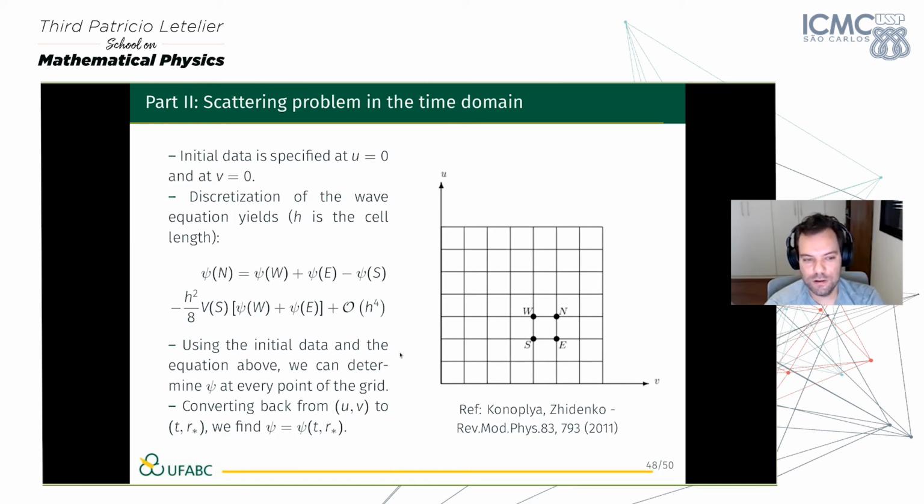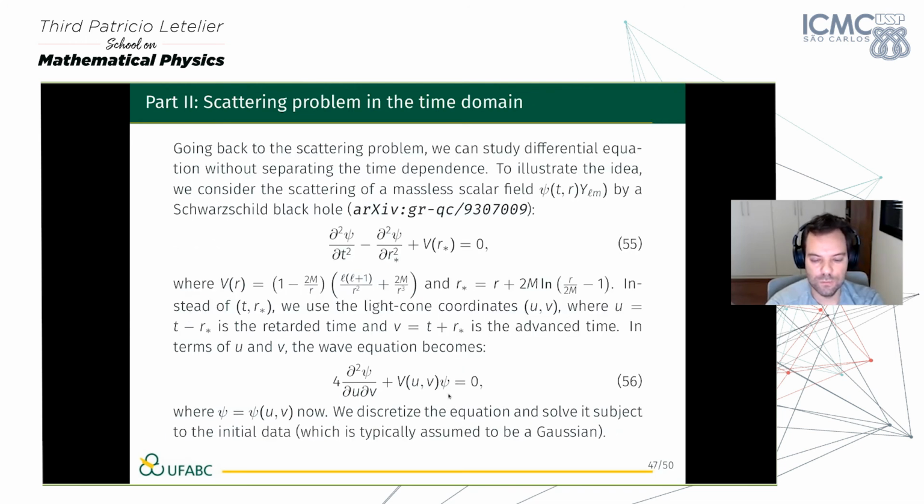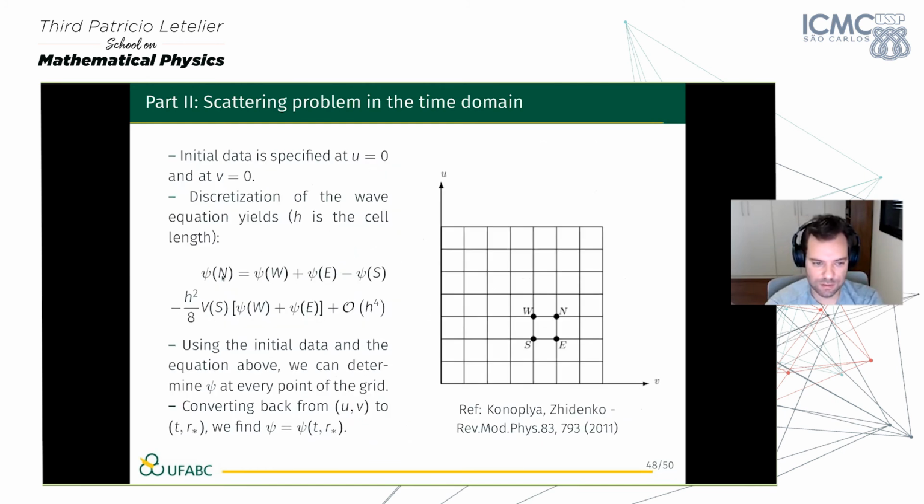Then you discretize the equation, using a finite difference rule for substituting your derivatives. So equation 56 becomes this equation here. Here N, W, E, and S are points on the grid, and you can see what they represent here. I'm running out of time, but it's just two more slides after that. It should be quick.